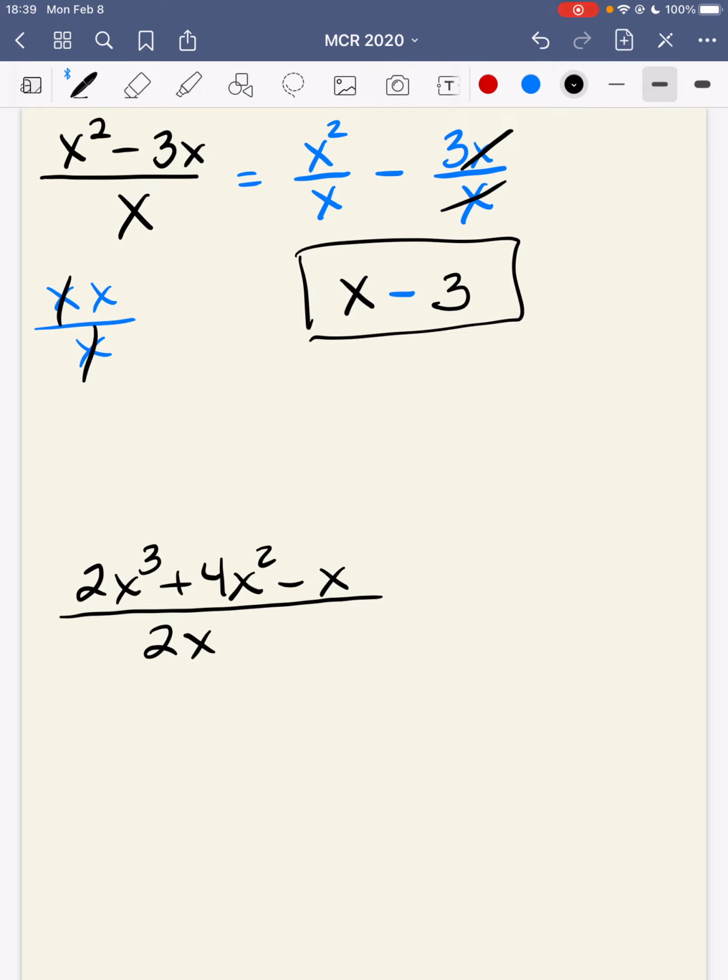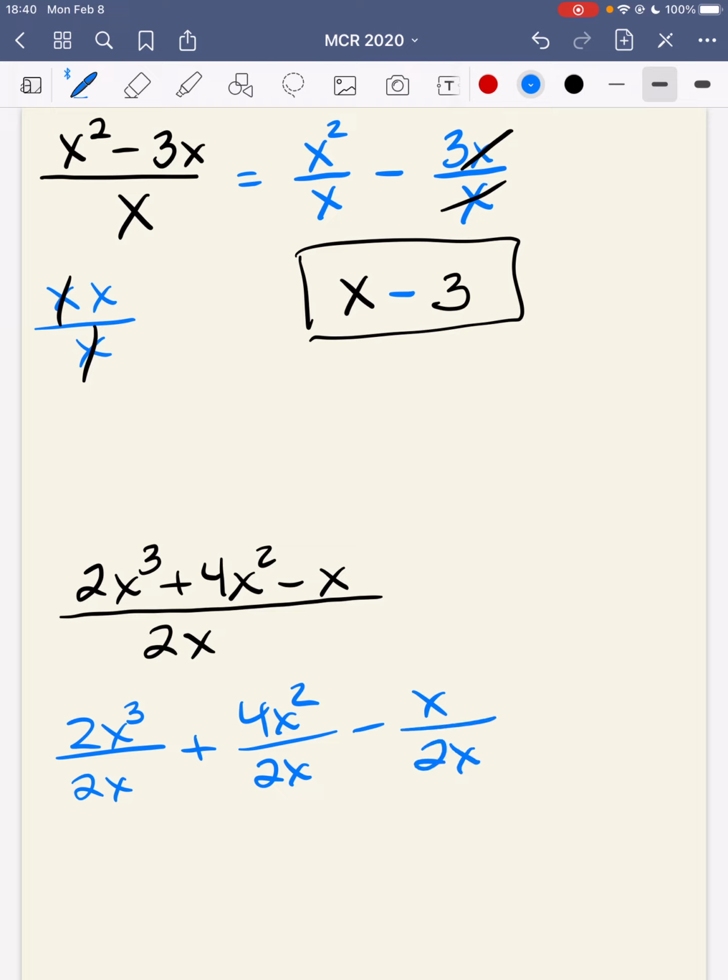Pretty simple. Encourage you to try the next one. I'll go ahead and work it out in a second. Go ahead and pause the video. All right. So start off by writing them as separate fractions. And we're just going to separate each piece.